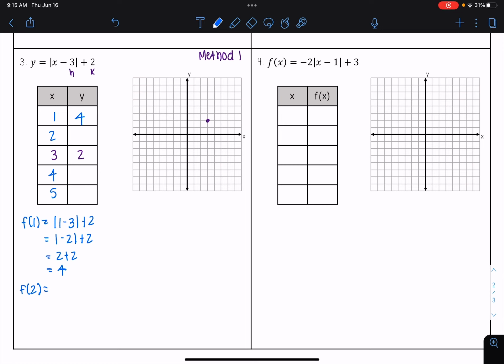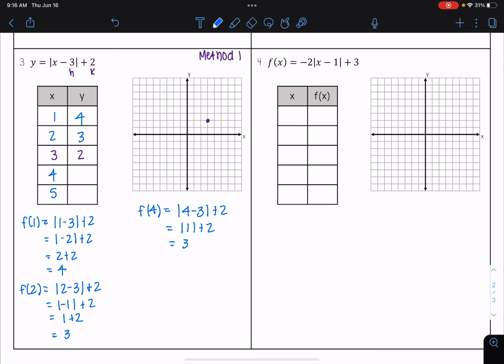Okay, plugging in 2 now, I get the absolute value of 2 minus 3 plus 2. Absolute value of -1 plus 2. Absolute value of -1 is just +1. And so here I get 3. Plugging in 4, I also get 3. And then now plugging in 5, I see that I get 4.